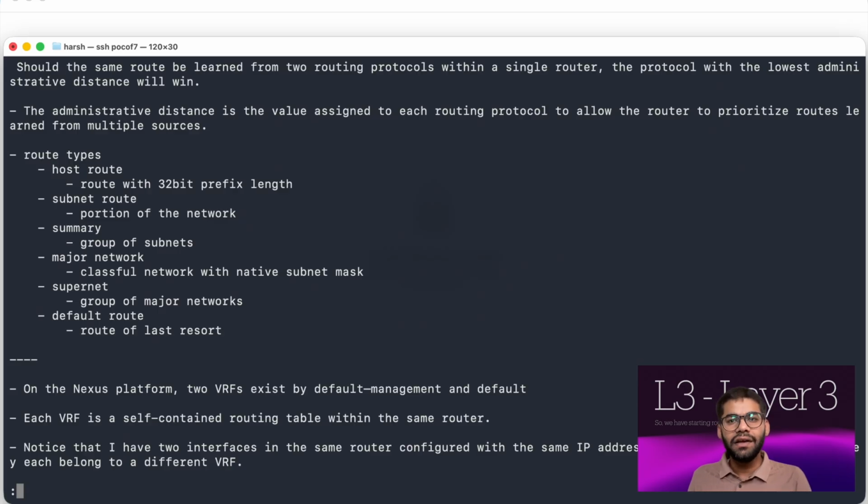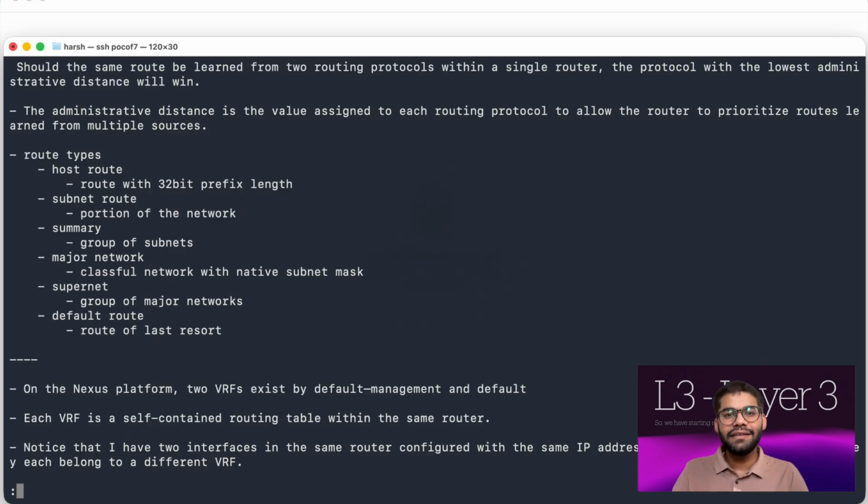Then there is the supernet. For example, if we are using 192.168, 192.169, 192.170, everything, then a supernet will start to cover all these things. It may contain a mask lower than /16. And finally, the default route, which is the route of last resort. What that means is whenever traffic is generated for an IP address that is not specified in the routing information base, it will automatically be forwarded to that address in order to search for the next hop.